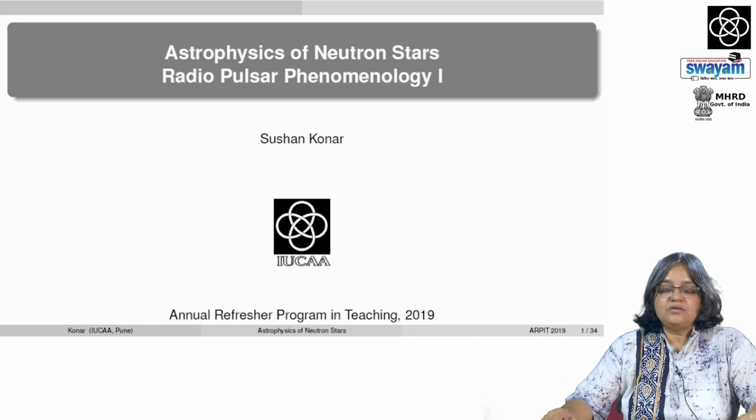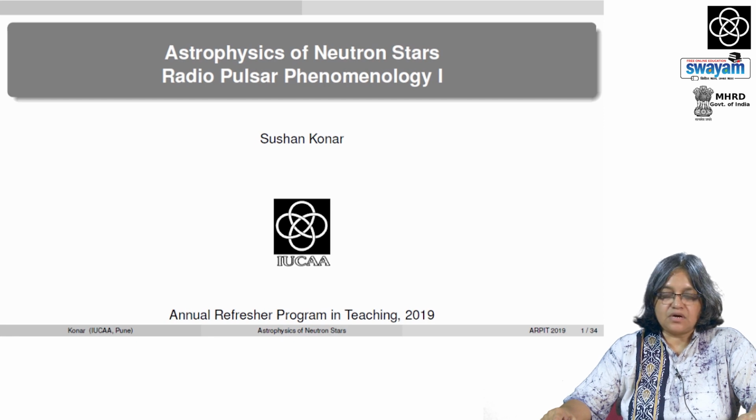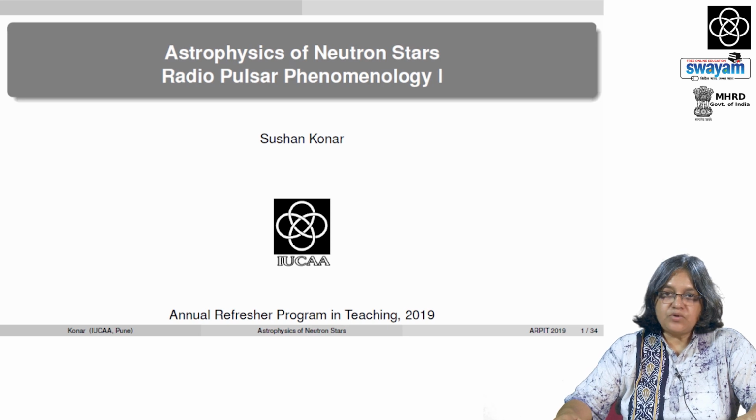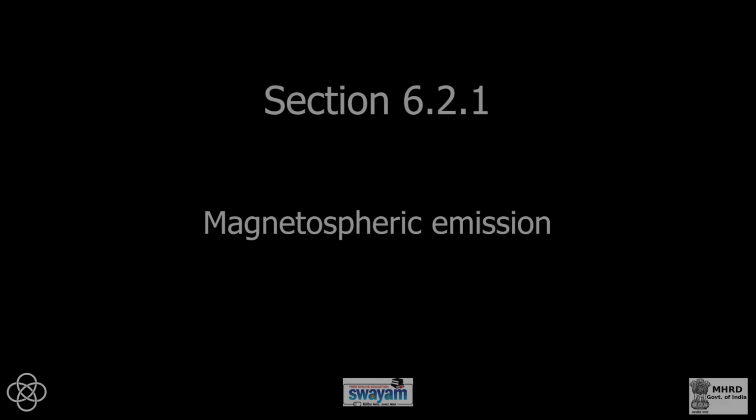Welcome to the second lecture of the module on astrophysics of neutron stars. In this lecture, we will discuss some phenomenology of the radio pulsars. Now, radio pulsars, as we have seen in the last lecture, send very periodic pulses of radiation.